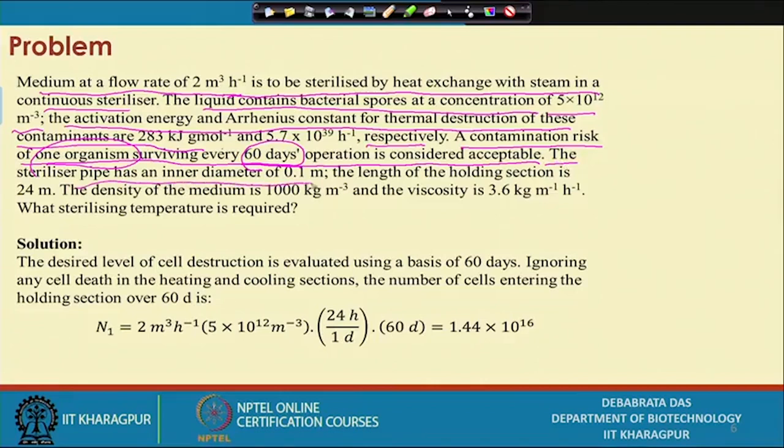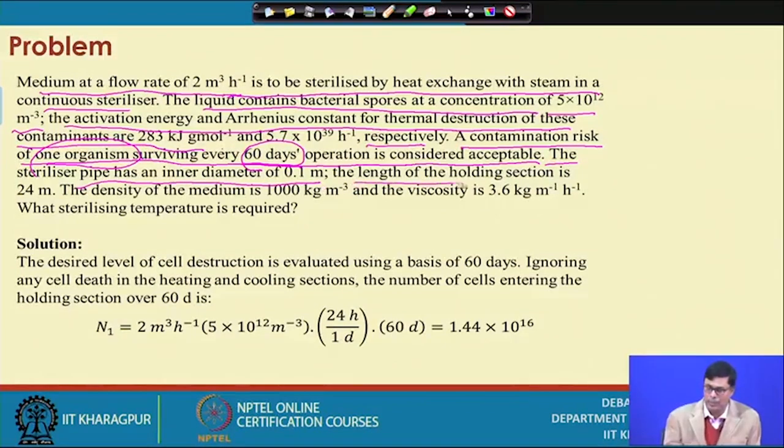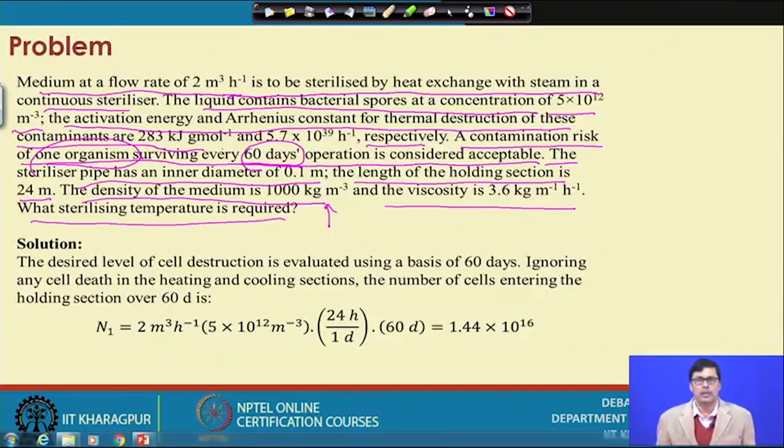the sterilizer pipe has an inner diameter of 0.1 meter and the length of the holding section is 24 centimeter. In the last problem, you can remember, we tried to find out the length of the holding section. Now, here the length of the holding section is given as 24 centimeter, and the density of the media is 1000 kg per cubic meter, same as water, and the viscosity is 3.6 kg per meter per hour. What we have to find out is the sterilization temperature that is required for sterilizing the media. So, this problem is a little bit different compared to the previous problem. Now, let us see how we can do that.